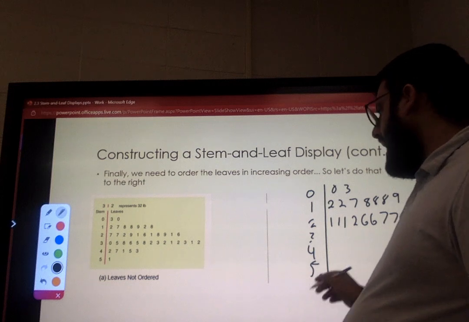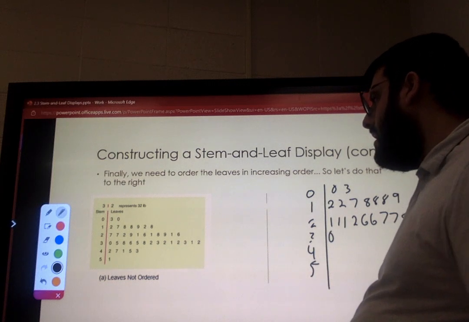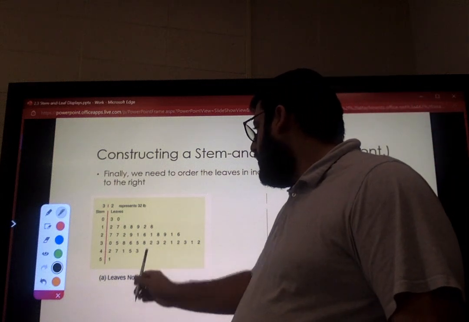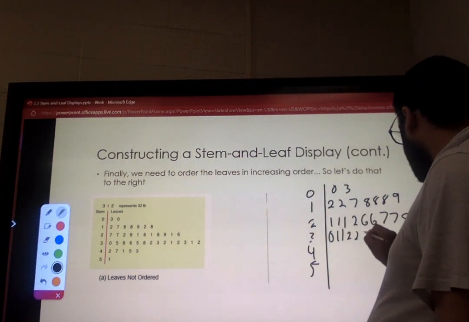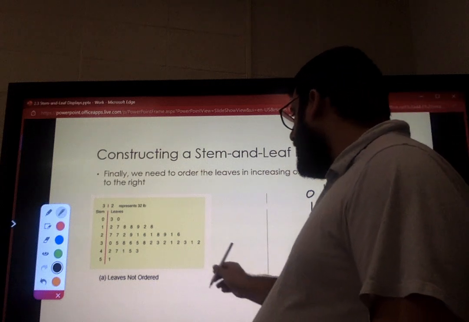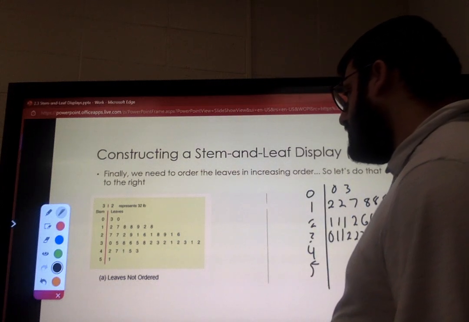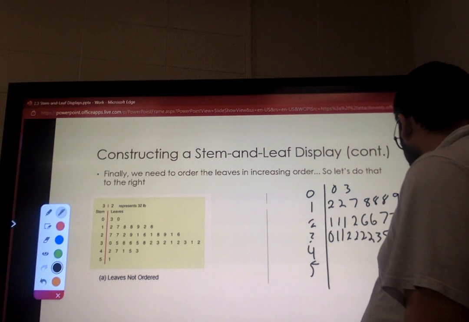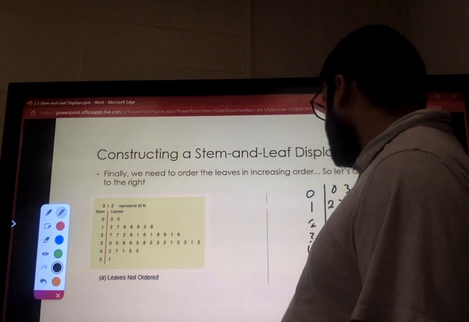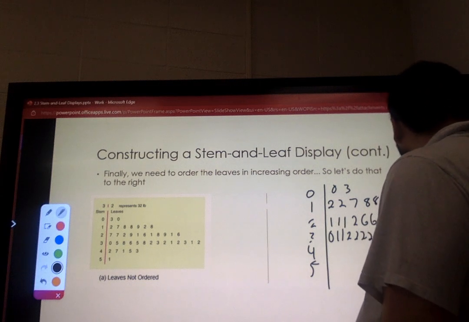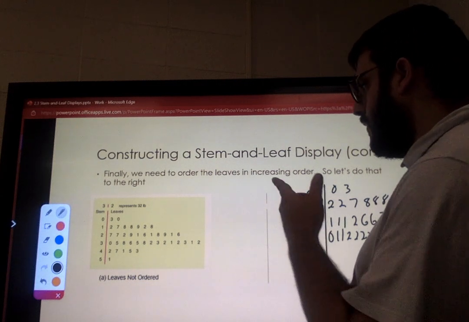All right, for 3, we'll start out with 0, then 2 1s. Let's see, 1, 2, 3, 4 2s. Then 1, 2 3s. Let's see, I don't see any 4s, but I see 2 5s. Then I see a 6. And I see 2 8s. 1, 2.